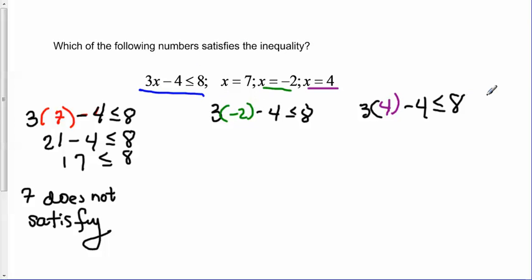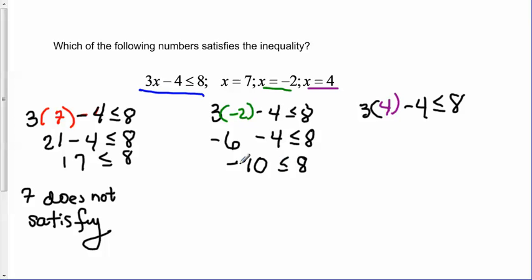And then we're going to do the same principle with these two other problems and see if either negative 2 or 4 will satisfy the inequality. So 3 times negative 2, we want to watch our signs. Positive times a negative is a negative. Negative 6 minus 4 is less than or equal to 8. And now when we have negative 6 minus 4, again, think about money. If you're in the hole $6 and then you spend another $4, now you're going to be in the hole $10. So negative 6 minus 4 is negative 10, which is less than or equal to 8.